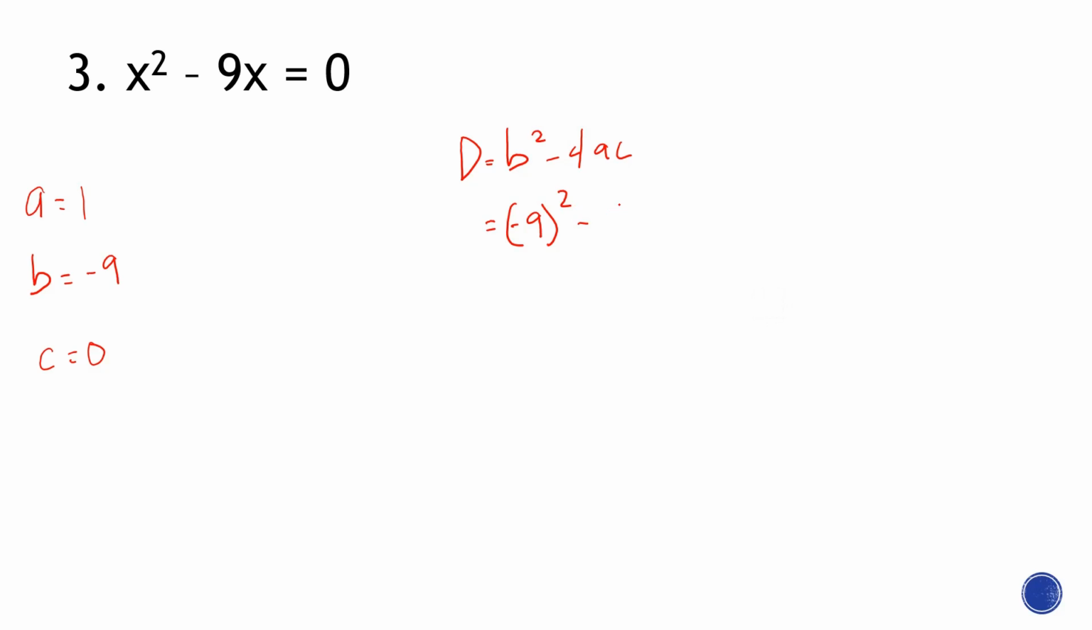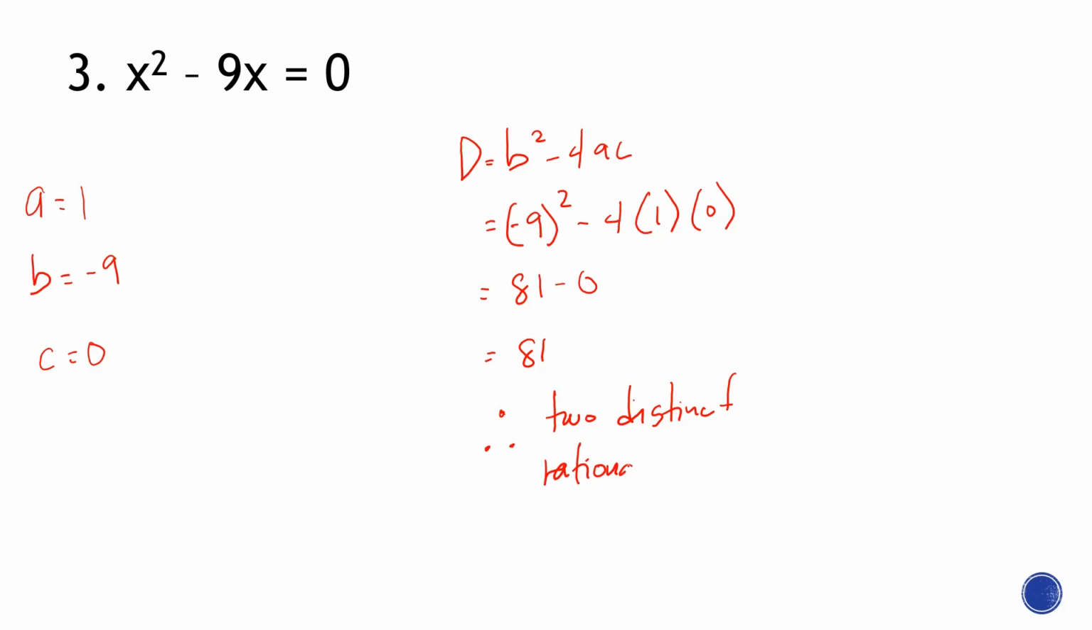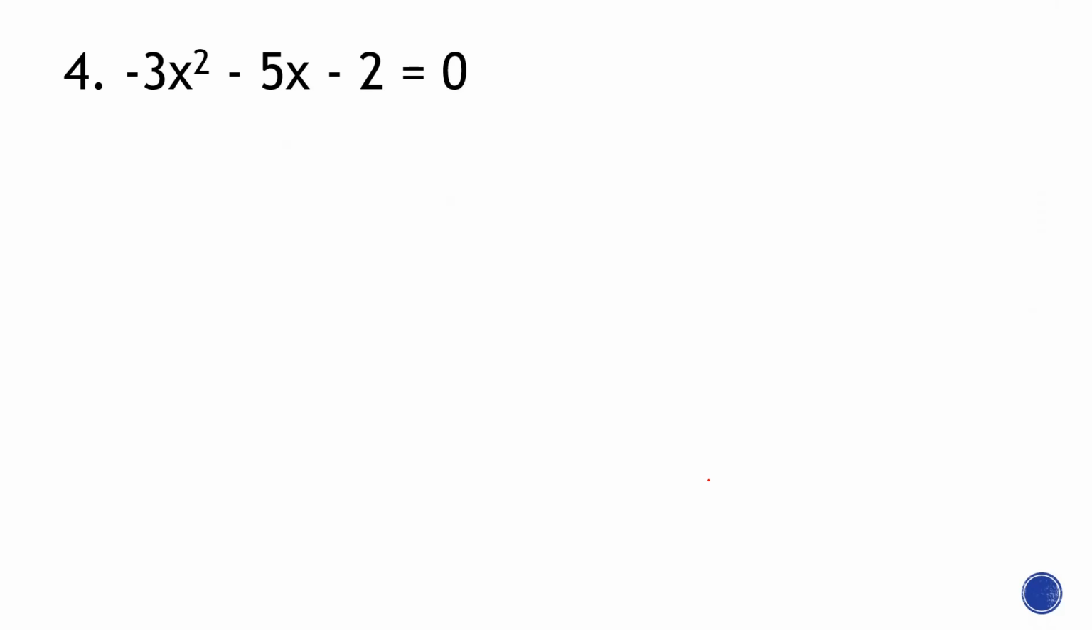Negative 9 squared minus 4 times 1 times 0 is 81. There's only 1 minus sign. That's 0, right? 81. Is 81 a perfect square number? Yes, it's a perfect square number. Therefore, you're going to have, or this quadratic equation has 2 distinct rational roots. There you go. Okay, let's go to the next example.